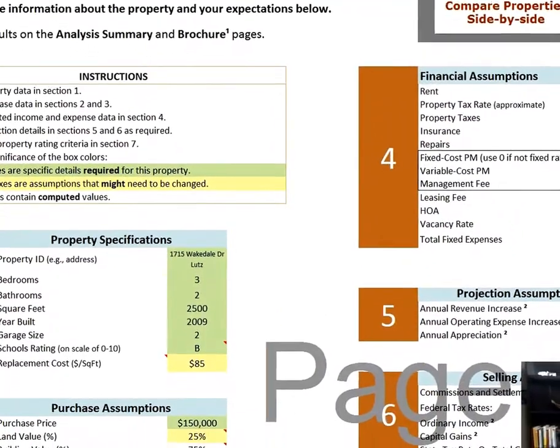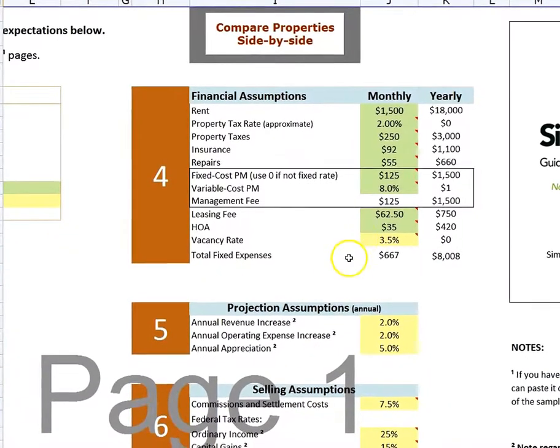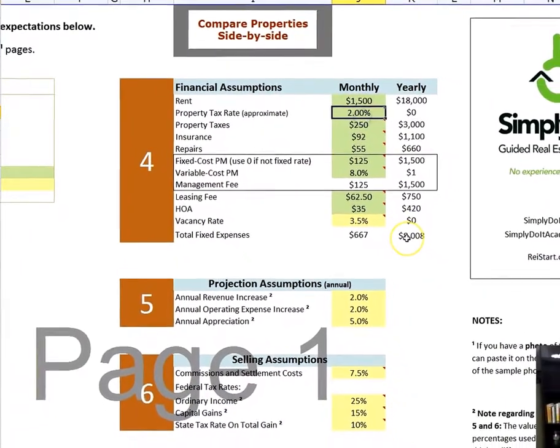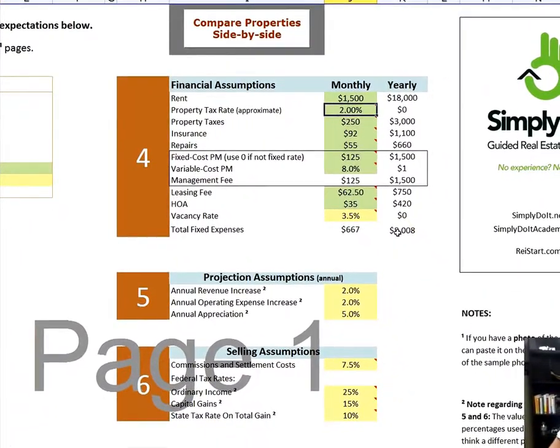Then we have the section of what is the rent, the property taxes, the percentage of the property tax, the actual property taxes, insurance, repairs, property management, I will explain that in a second, leasing fee, a homeowner association, and what do we consider as a vacancy rate. Now, what we added in this version is a column here to calculate those items annually. I think this was missing.